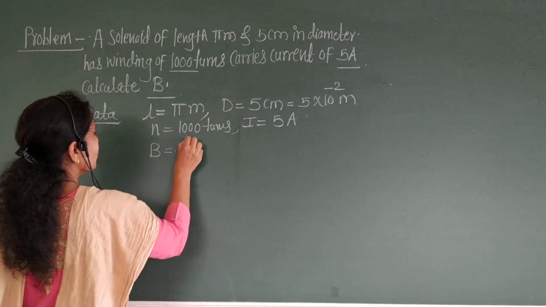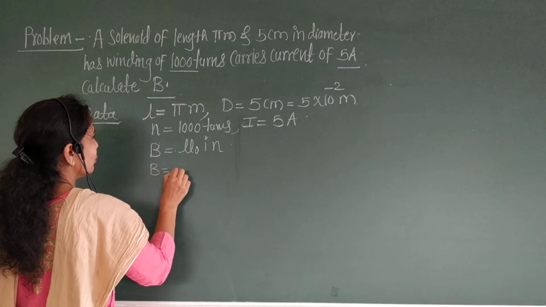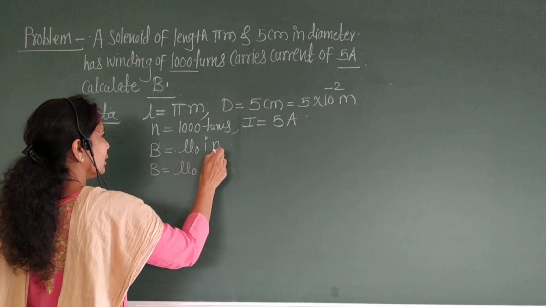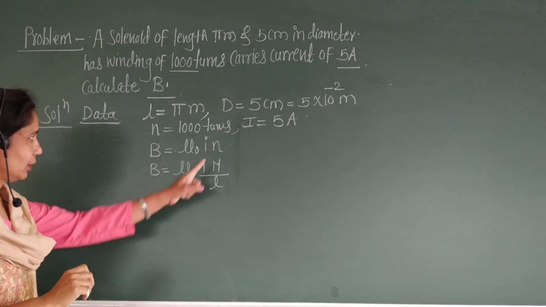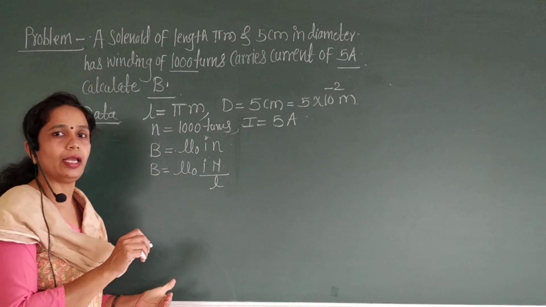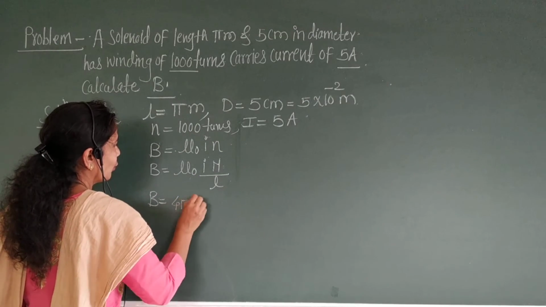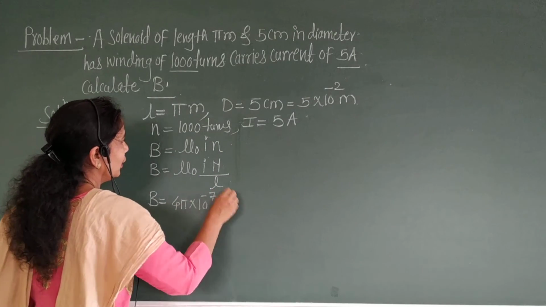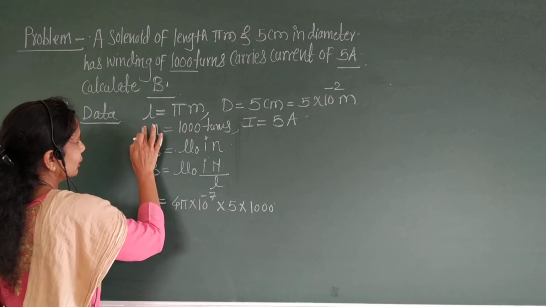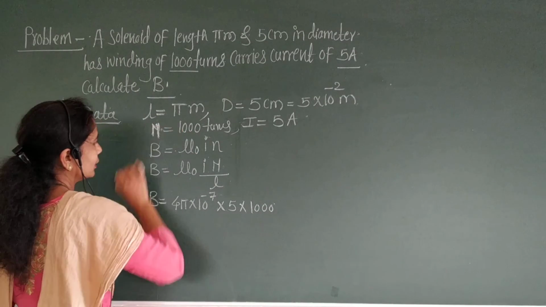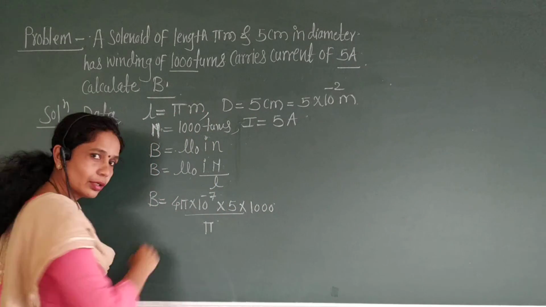Okay, therefore B is equal to mu 0 I into n. Therefore B is equal to mu 0 I, and this N is capital N upon L. Small n is equal to capital N upon L, the number of turns per unit length. Therefore, B is equal to mu 0, 4 pi into 10 raised to minus 7, into I is 5, into N is 1000 turns. Sorry, here it is capital N upon L. L is pi meter. Okay, simple calculation.